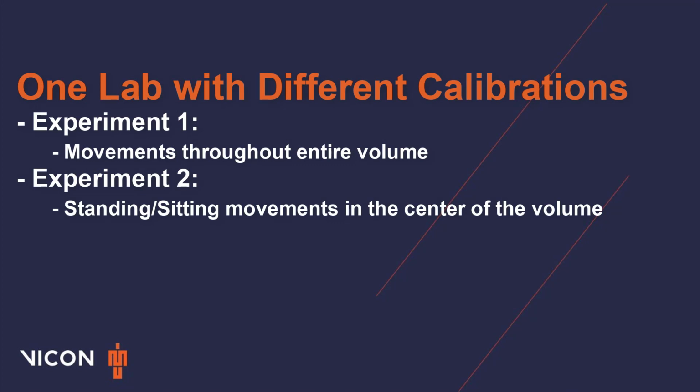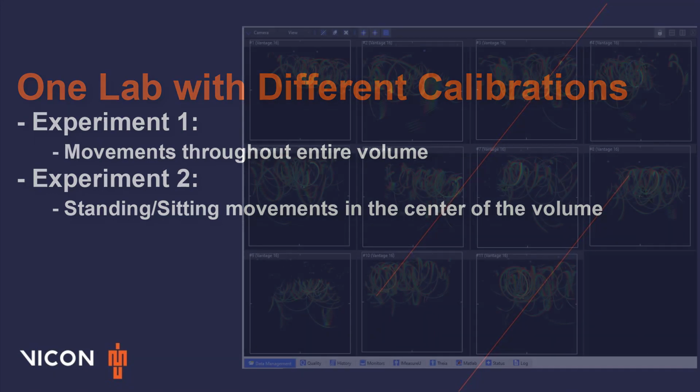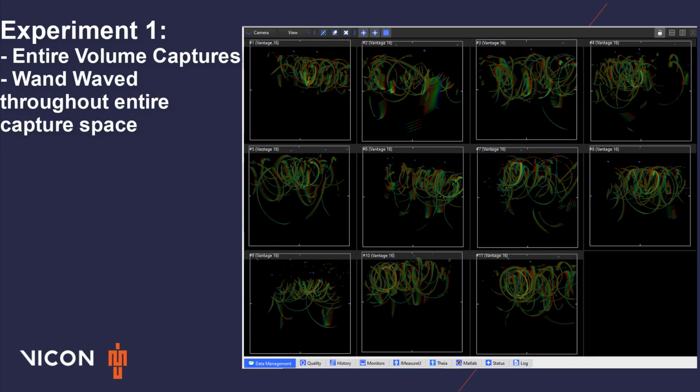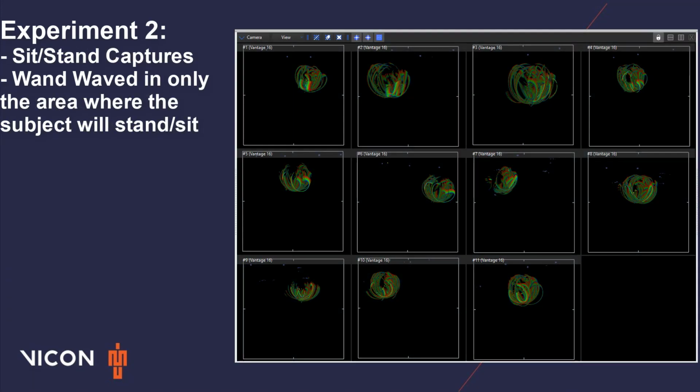To think about image error further, let us talk about one lab with diverse types of data collections. Some experiments require the entire volume to be utilized for capture, while other days, with the same cameras and system setup, the lab is just used for standing or sitting movements in the center of the space. For these two different types of experiments, the reported calibration feedback values might be different depending on how the wand wave was completed. In this example, the wand was waved throughout the entire capture volume for the first set of experiments, but for the standing experiments, the wand was waved in only the area where the subject will stand and/or sit, and not throughout the entire space.